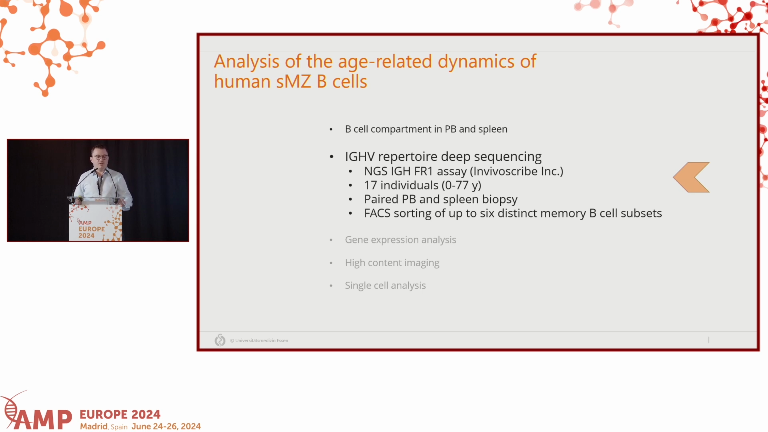For this analysis, we selected 17 donors in the age ranging from 0 to 77 years. And from these 17 individuals, we had paired peripheral blood and spleen biopsies available. We used the next generation sequencing kit of InVivoScribe, which amplifies the heavy chains, including the framework region 1. And the memory B cells that were analyzed in these experiments were isolated by FACS sorting.